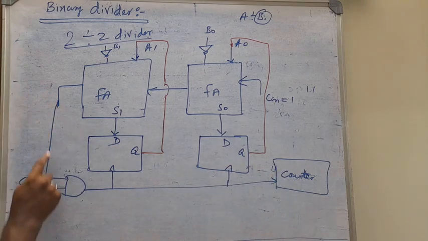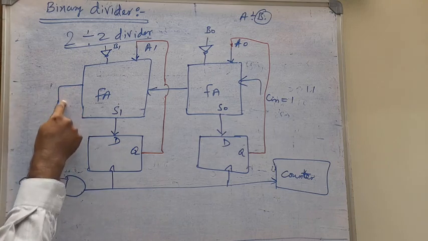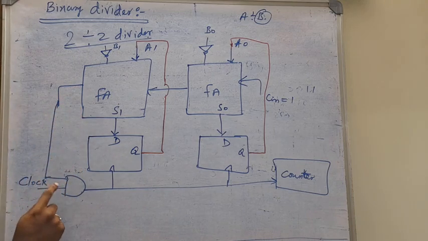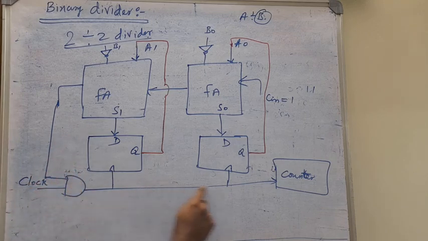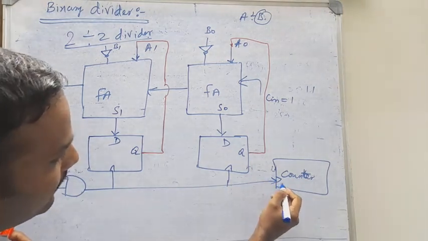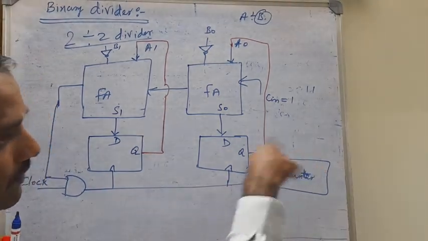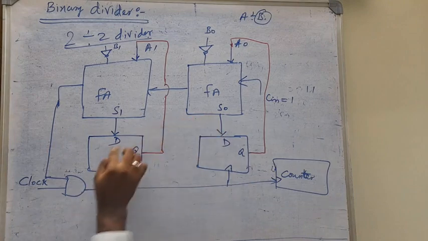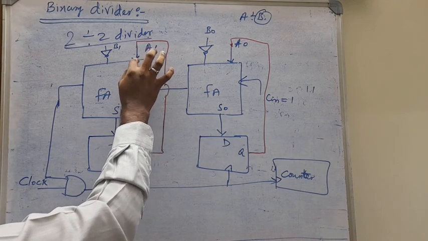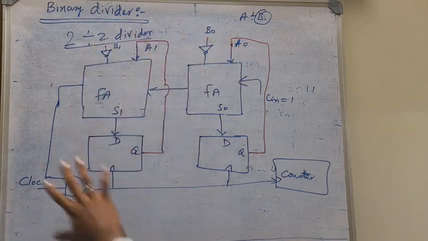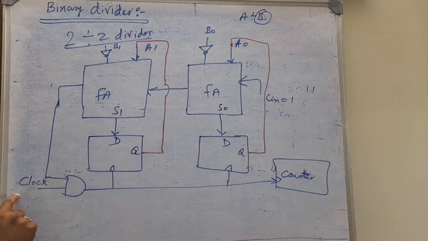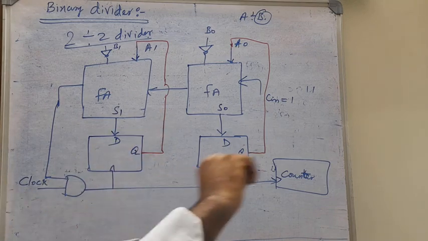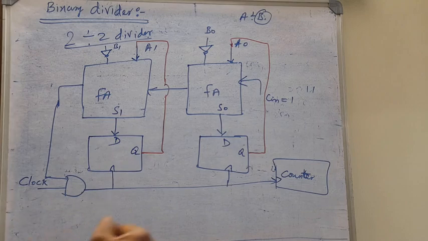So at this point, if carry is enabled and clock is enabled, this AND gate is enabled. If the AND gate is enabled, the counter gets one clock signal. So if you give that, the count is 1. Again it is going to feed into A1 the updated sum, so again it performs the subtraction operation. If carry is generated and clock is enabled, each clock pulse carries out the functionality in your digital circuit. Again it is going to give to the counter.